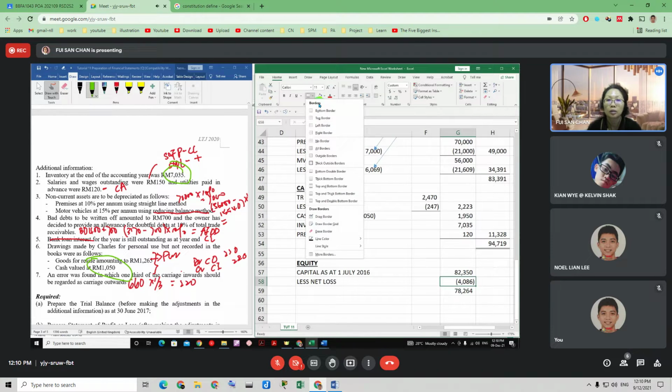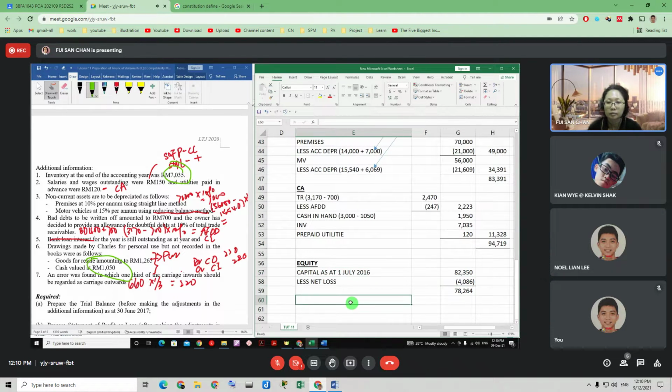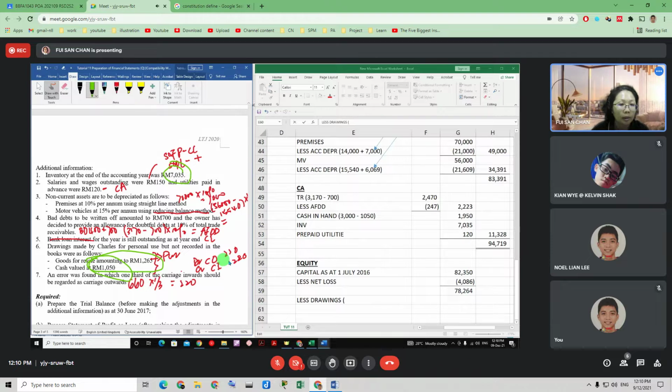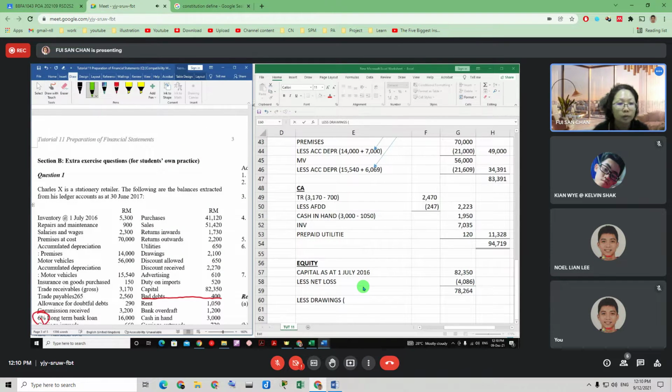Anything else that we need to adjust on our capital? Less drawings. Yes, less drawings. How much is our drawings? Now this one you can put a bracket. The drawing is actually here, right? These two numbers, correct? So 1,265 plus 1,050. So it's 4,415. Correct?